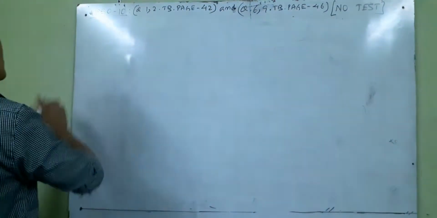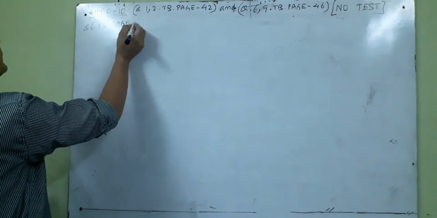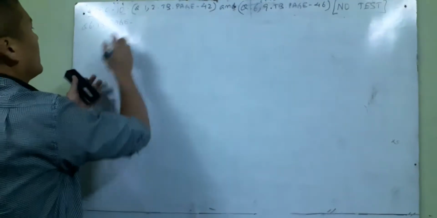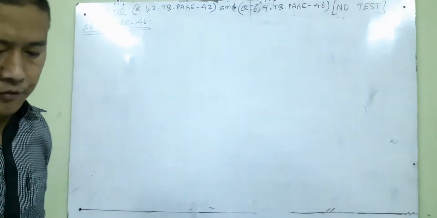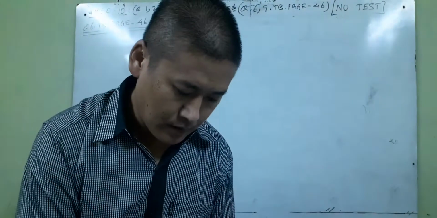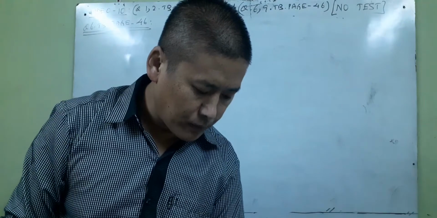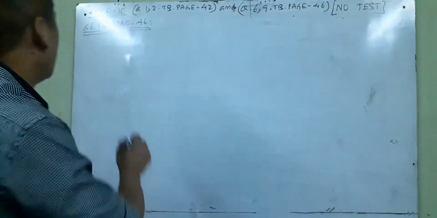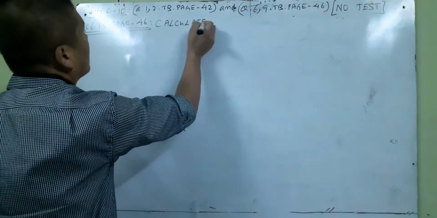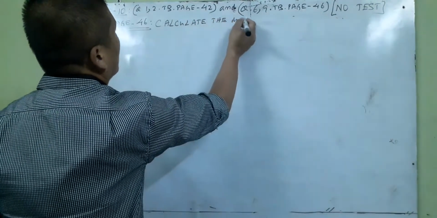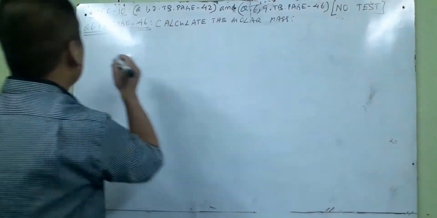So write that down, question number 6, textbook, page 46. I think by now you're quite well versed with it, so we have no problem. But let us just do it together. Question number 6, page 46. Calculate the molar mass of the following. Okay, molar mass. Now let us see what is molar mass. You already know, but let's just discuss.